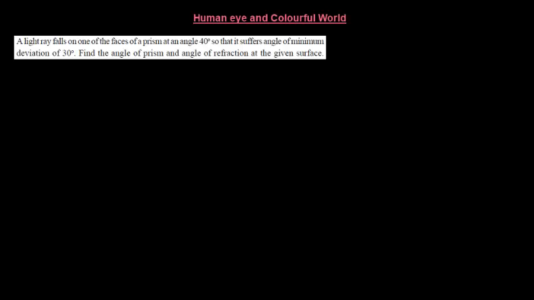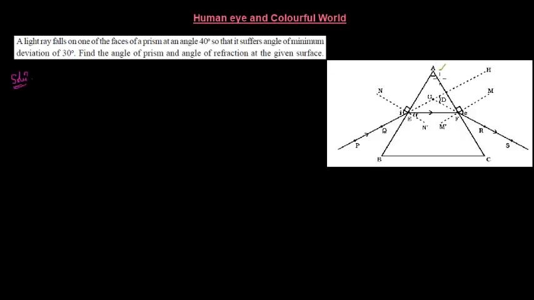Now let us solve this problem. To understand this problem, we'll take a prism and see what is angle of minimum deviation, angle of prism and angle of incidence. This is the angle of the prism which we are required to find out. Here the angle of minimum deviation is given in the problem, which is equal to 30 degrees. And this is the angle of emergence and this is the incident angle.